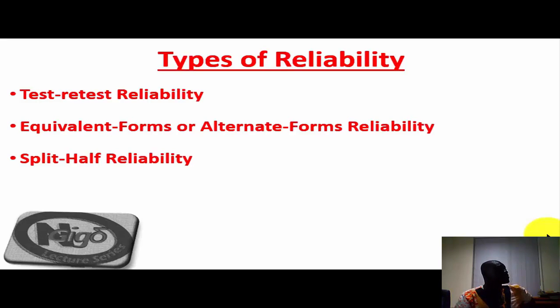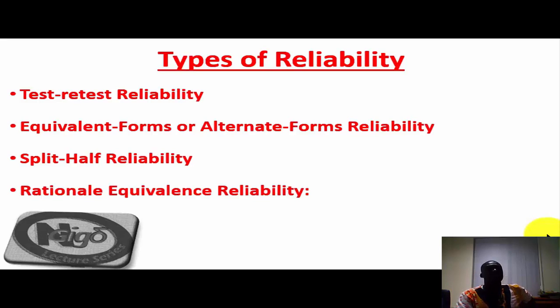0.7 up. You know, correlation is from 0 to what? To 1. So 0.7 up. But in some cases, they will tell you 0.6 up is advised. Actually, when it comes to reliability, it's not absolute. We just measure the degree of reliability. Okay. Then the rational equivalence.